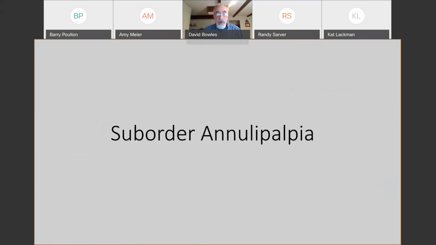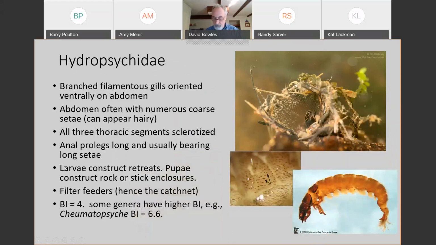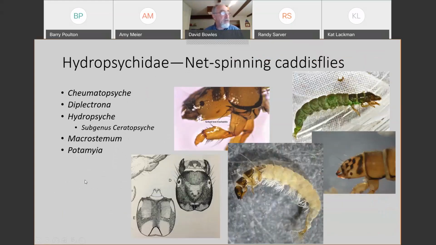So let's talk about the suborder Annulipalpia. These are the ones you're most likely to see in your samples. The first one is the family Hydropsychidae, or the net-spinning caddisflies. We have 5 genera here in the Ozarks: Homoplectra, Diplectrona, Hydropsyche, Macrostemum, and Potamyia. There used to be another distinct genus here called Serratopsyche, but that has subsequently been sunk in as a subgenus of Hydropsyche.